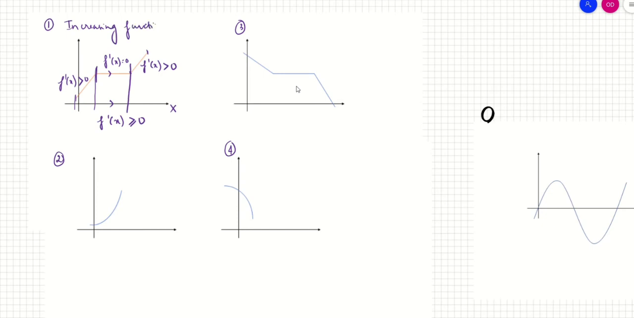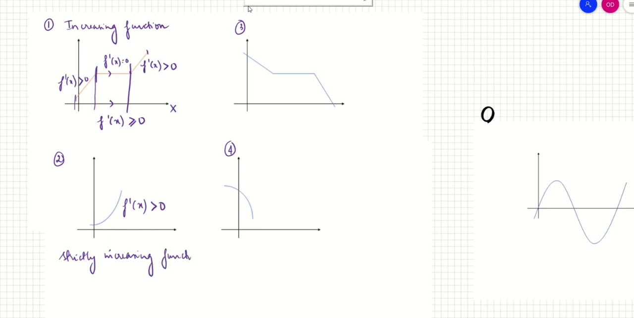Now let's consider the second graph. Observe that throughout the domain, the function is increasing. Not only that, it is strictly increasing. So, throughout this curve, if we find the slope, we will get f dash of x strictly greater than 0. So graph 2 is an example of a strictly increasing function.